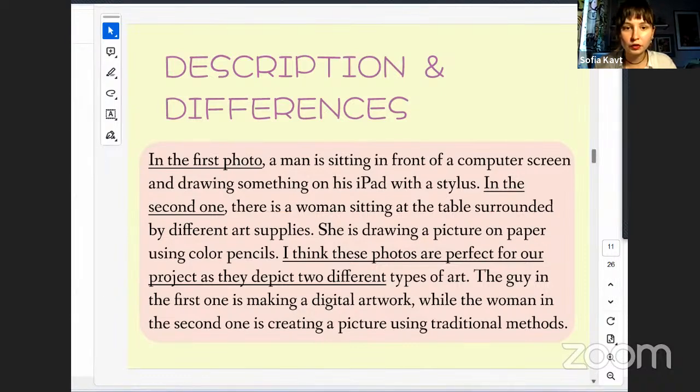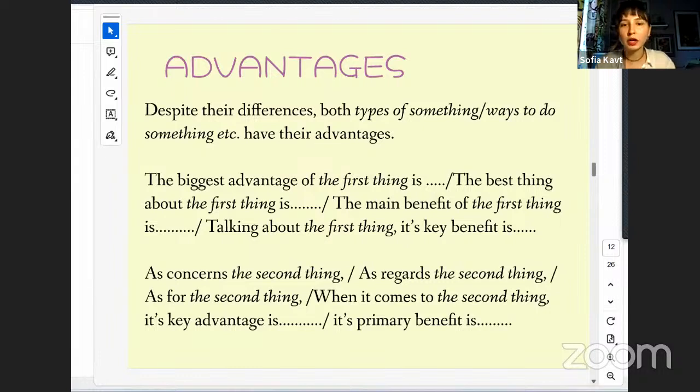So let's turn to the next section. The next section is the advantages of the two types, the two modes, right? The two genres of something. For this, you need to use the following introductory phrase. So you can say, despite their differences, both types of something, ways to do something, and so on, have their advantages. Then you go on to list, yes, the advantages of these two different things.